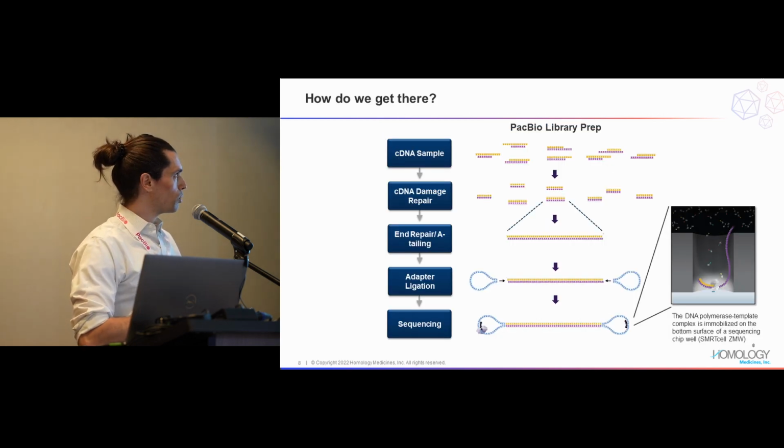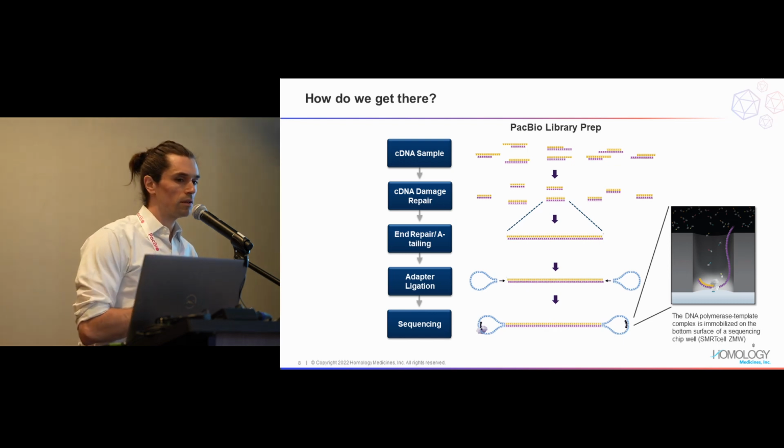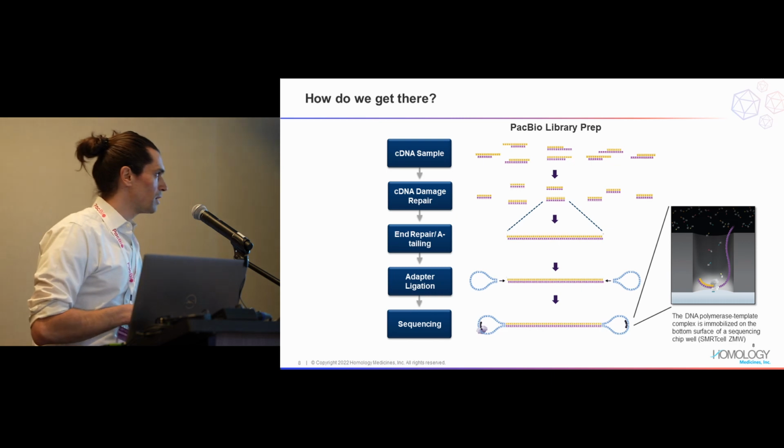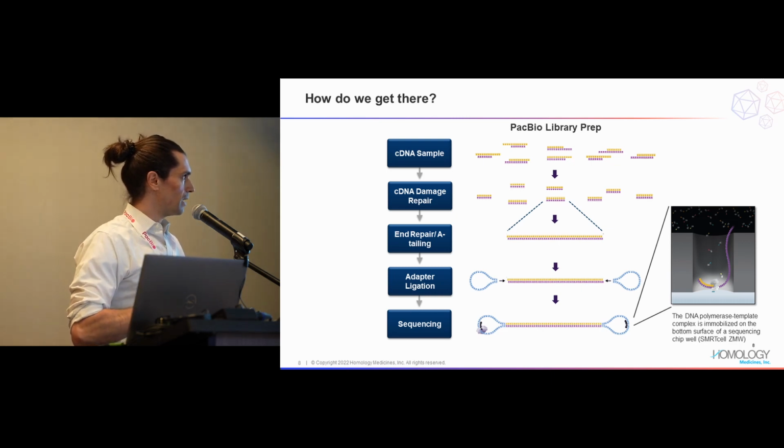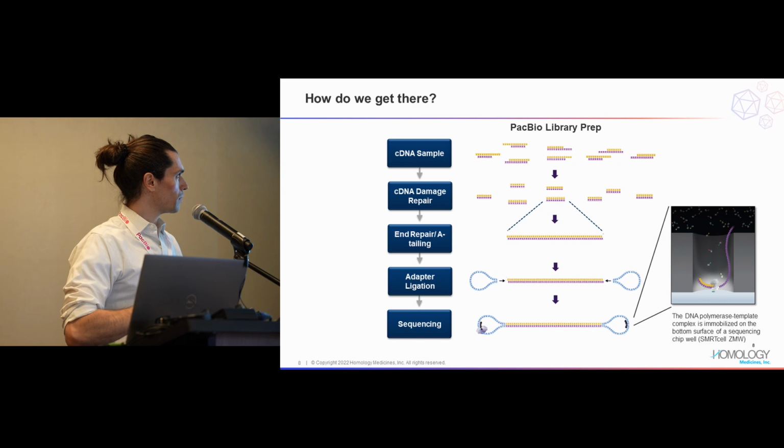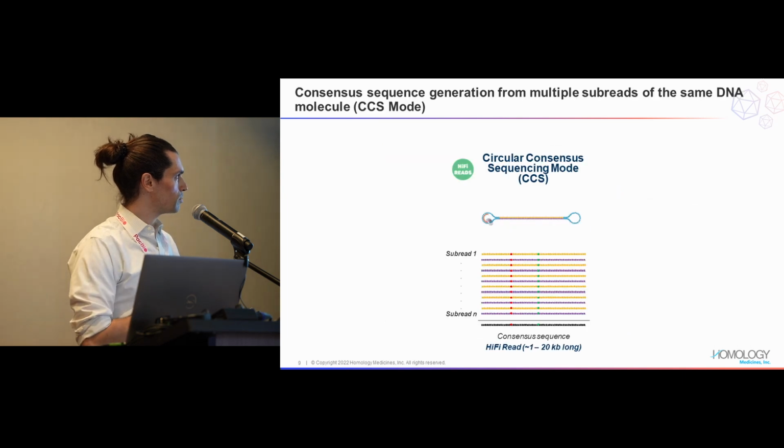Just real quick, this is what we do. We have our cDNA sample, and you can do DNA damage repair, end repair, A-tailing, adapter ligation, and then once you anneal the primer and bind the polymerase, you can load it into the SMRT cell. You see it down here: the polymerase is bound to the bottom of the well, rather the ZMW, incorporating those nucleotides. All right, the movie's working.